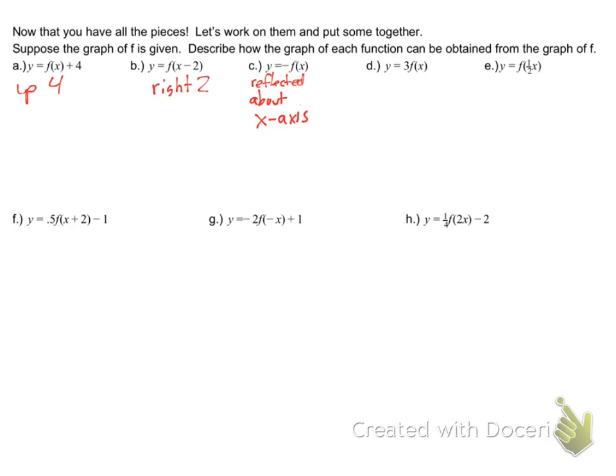The next one is y equals 3 f of x. It's a vertical stretch of 3. It's 3 times larger. These are all individual, all different things that we've talked about. And the last one, individual, before we start going all together here, y equals f of 1/2 x.